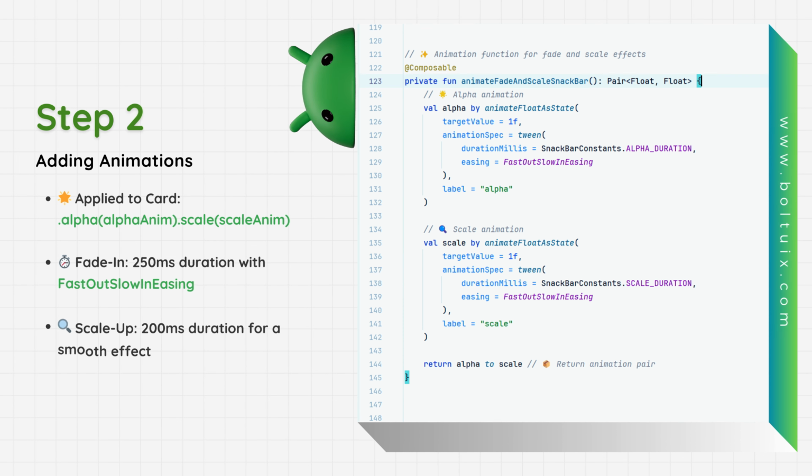To make the snack bar pop, we add animations. The animate fade and scale snack bar function creates a fade-in effect with a 250 millisecond duration and a scale-up effect over 200 milliseconds, both using a fast-out slow-in easing for a natural feel. These values are applied to the card's alpha and scale modifiers, so the snack bar smoothly appears on screen.